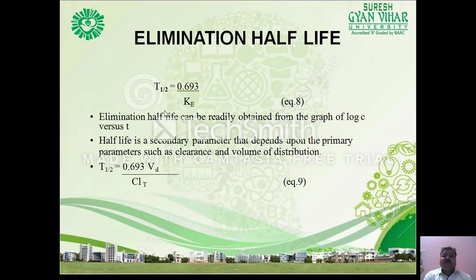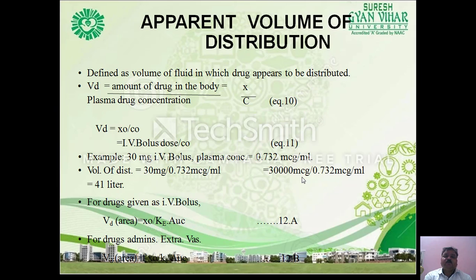Elimination half-life. The elimination half-life can be readily obtained from the graph of log C versus T. So we can directly determine the elimination half-life. T half is equal to 0.693 divided by Ke, the elimination rate constant. Half-life is a secondary parameter that depends upon the primary parameters such as clearance and volume of distribution.